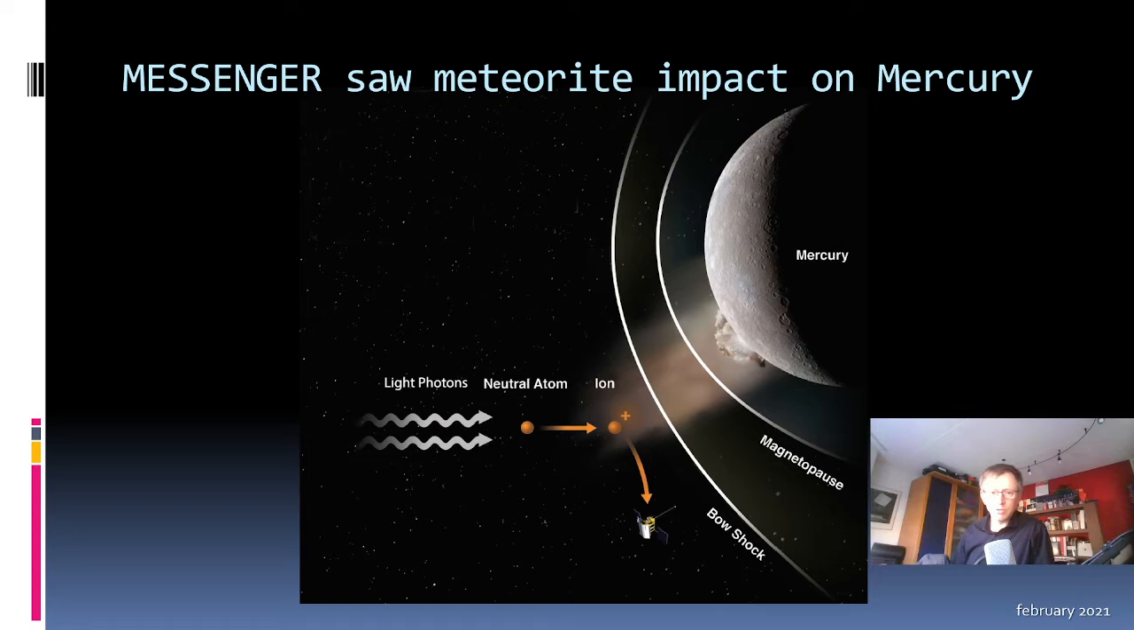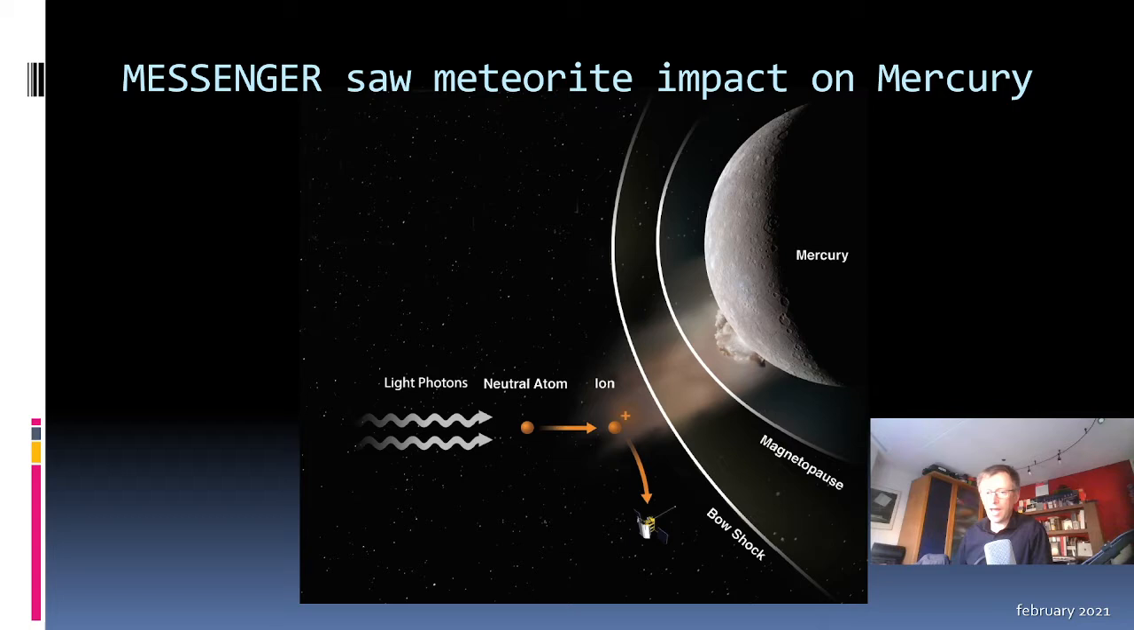But we also have data from NASA's Messenger mission that orbited Mercury for a couple of years. This mission had an instrument detecting charged particles, a plasma spectrometer, to check the interaction between the solar wind and Mercury. They found in the data from December 2013 something strange. Suddenly there were sodium and silicon ions, charged particles. What they deduced is that this was the result of an impact of a meteorite on Mercury, and they even found out that this object was something like a meter big.